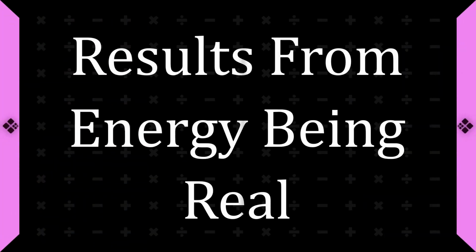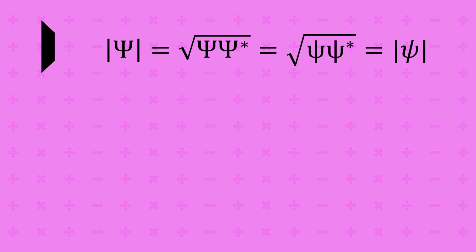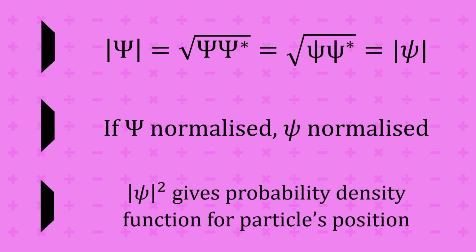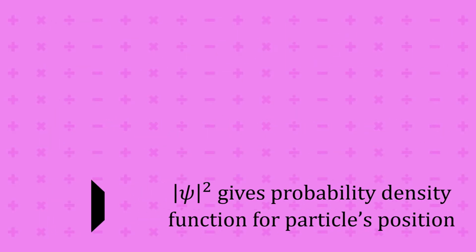Because energy is a real number, we get the following results. First, the modulus of psi is equal to the modulus of lowercase psi. So, if psi is normalized, then lowercase psi is also normalized. Thus, the modulus of lowercase psi squared gives the probability density function for the particle's position.